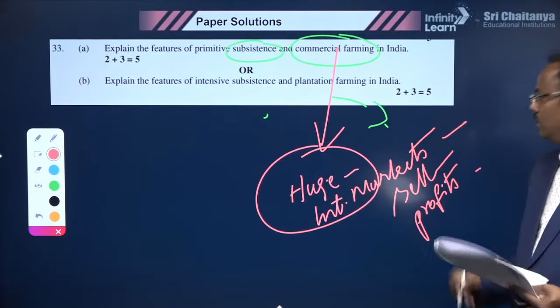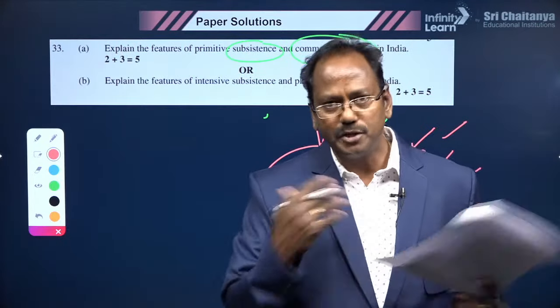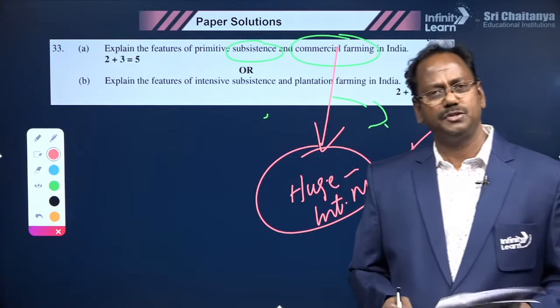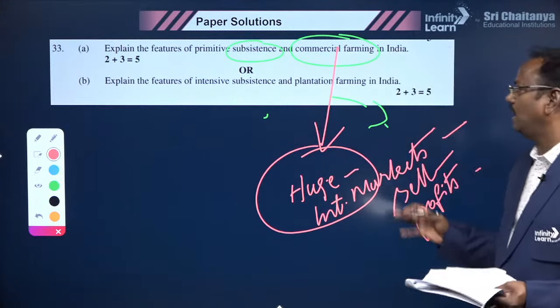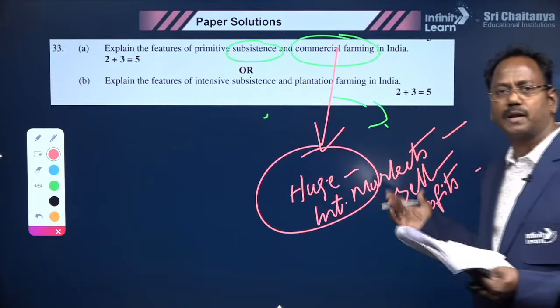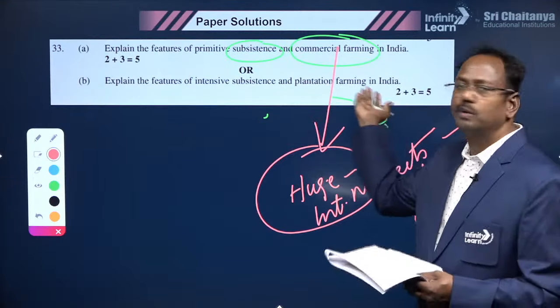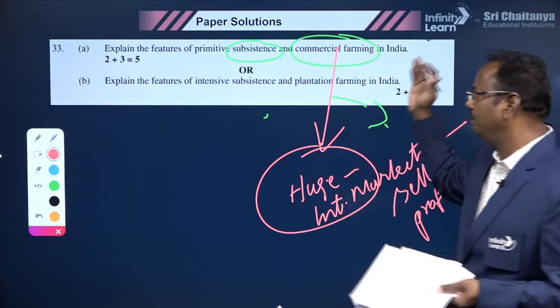Understand? So they use all the latest methods and techniques and even machinery, like levelers, cutters, threshers, harvesters, isn't it? They use all that heavily and produce heavily for the international market to sell. So this is what is commercial agriculture. In this way, you compare these two on many areas, so that you could gain 5 marks, my dear students.